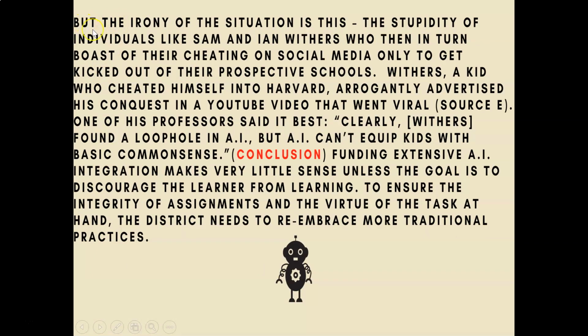But the irony of the situation is this. The stupidity of individuals like Sam and Ian Withers, who then in turn boast of their cheating on social media only to get kicked out of their prospective schools. Withers, a kid who cheated himself into Harvard, arrogantly advertised his conquest in a YouTube video that went viral, source E. One of his professors said it best. Clearly, Withers found a loophole in AI, but AI can't equip kids with basic common sense.